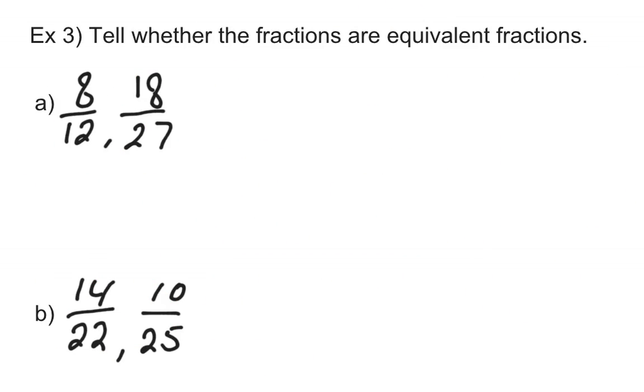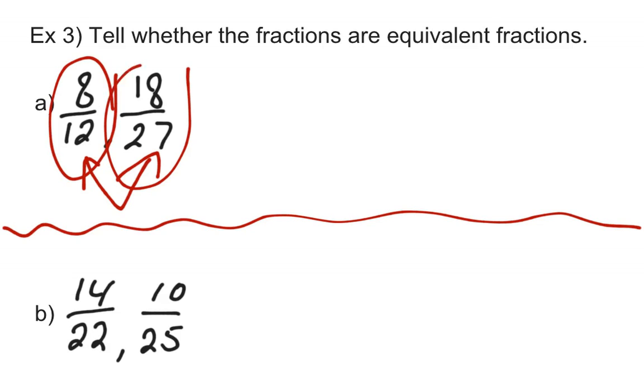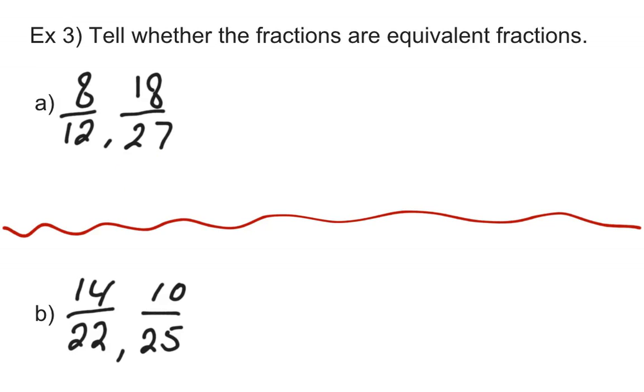Okay, example 3, last one here. Tell whether the fractions are equivalent fractions. So, in this case, there's an A and a B. I'll do part A, you can do part B. But they're simply asking, are these two things equal to each other? Okay, not the denominators, but the entire fractions. Is 8/12 the exact same thing as 18 over 27? So, what we have to do is reduce both of these down to simplest form. And if we put them in simplest form, they should equal the same thing.